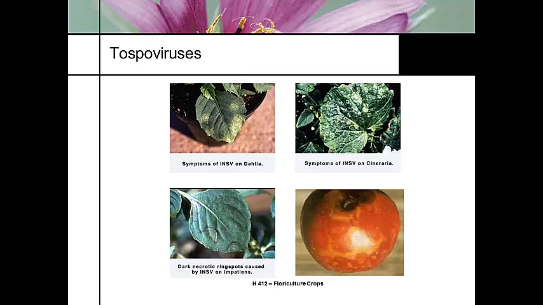This past summer, the gardeners in Colorado had an amazingly difficult time with tospoviruses. It was widespread across the Front Range because of the western flower thrips. There's nothing you can do to control it except control the thrips.